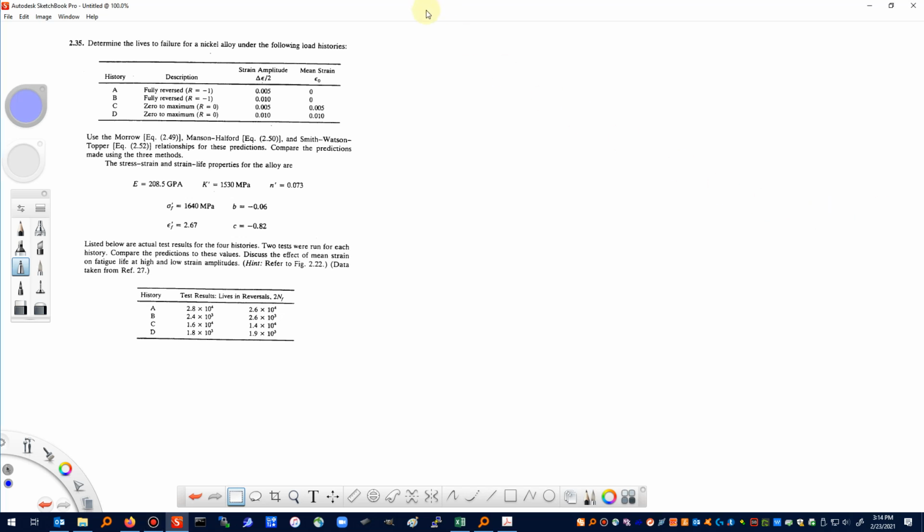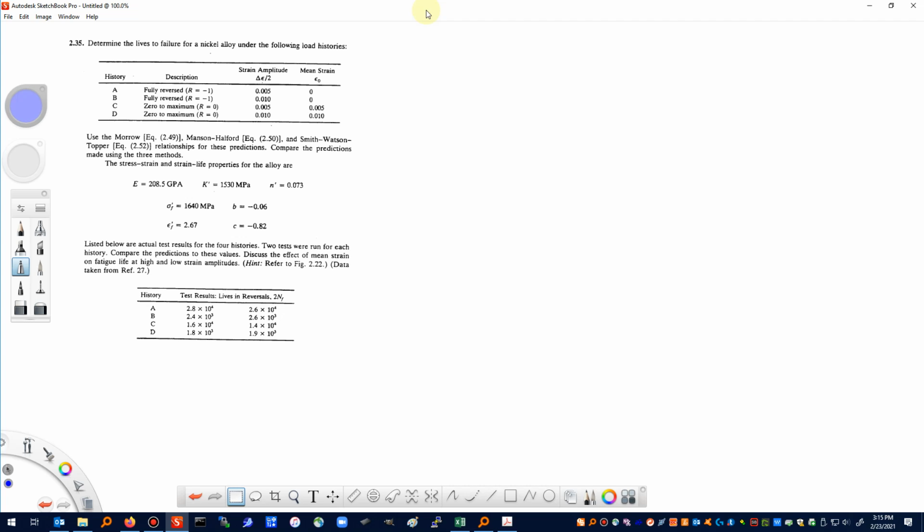Alright, so let's take a look at problem 2.35. I think this will be good to work at least part of this out as an example problem for us. Now, this is out of the Bannatyne textbook, and we're in our strain life chapter, and we're looking at different damage parameters that are sensitive to mean stresses.